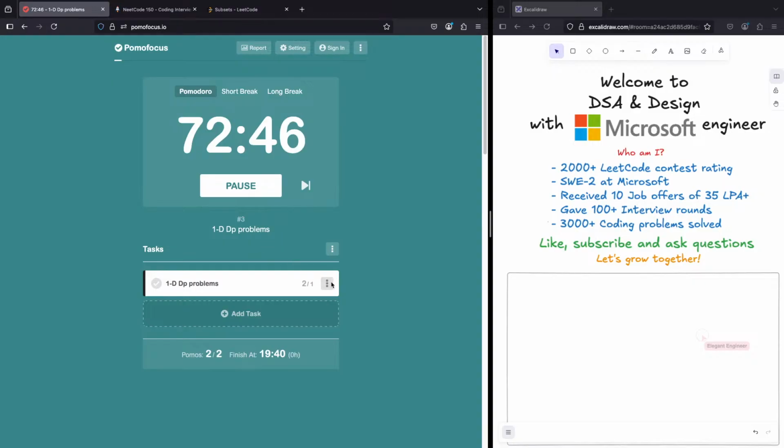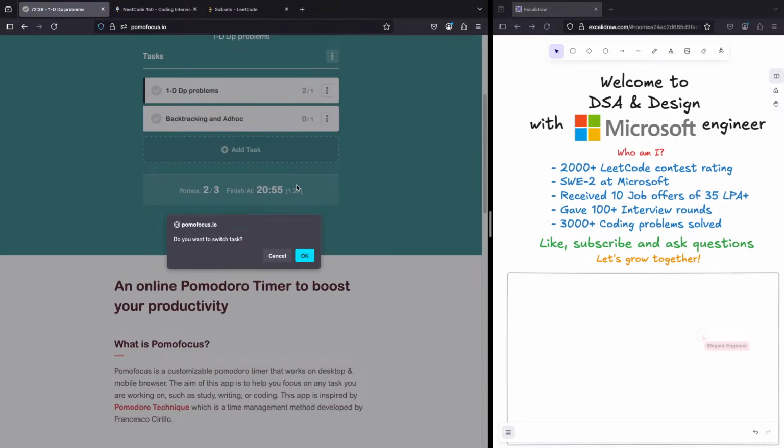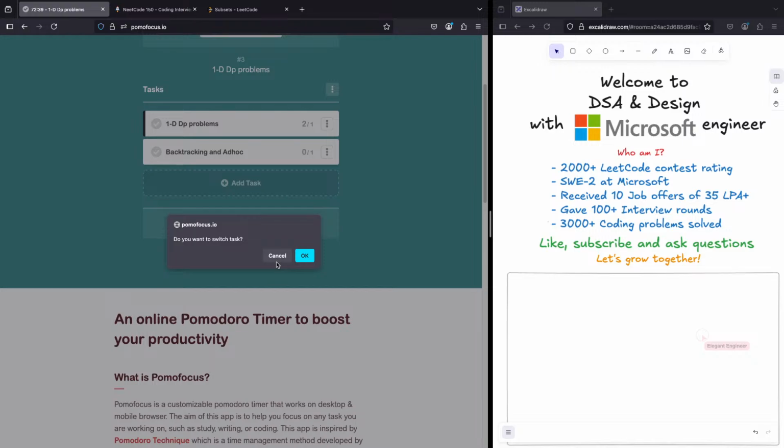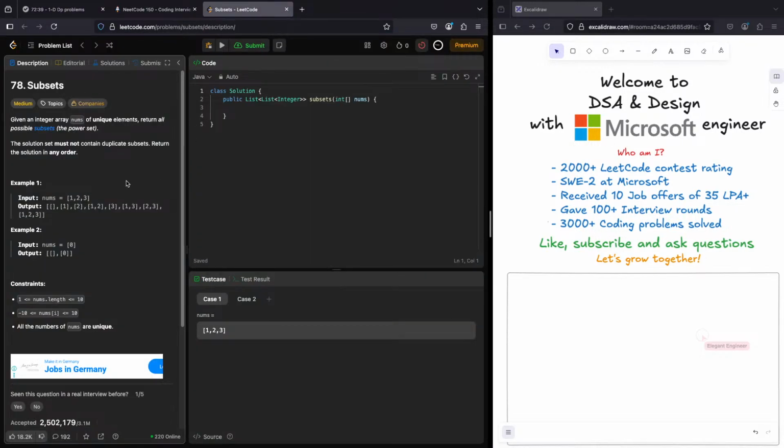Backtracking and ad hoc problems. So in backtracking, generally we have to try all the combinations. That is the idea behind the pattern. Not looking at the chat for another 10-15 minutes now.